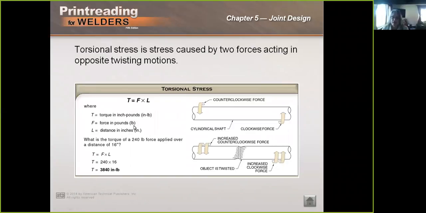Torsional stress is twisting stress, and the other word for torsional stress is torque. Depending on your background, you may be familiar with torque. It's just the pounds of force times the distance L. So if we've got, what is the torque of a 240-pound force applied over a distance of 16 inches? Just multiply those two numbers together to get the torsional stress or the torque.